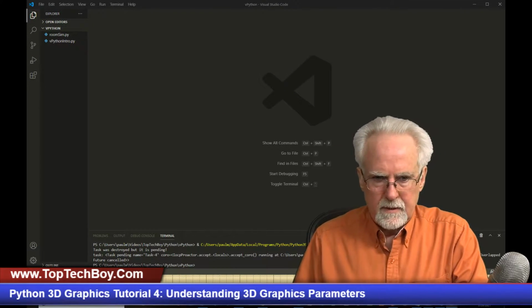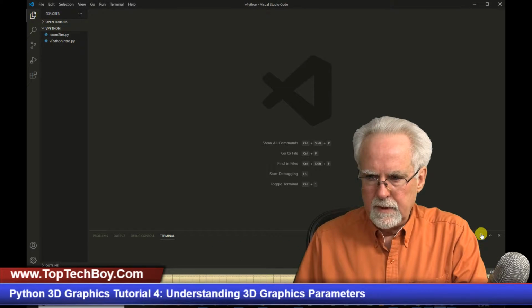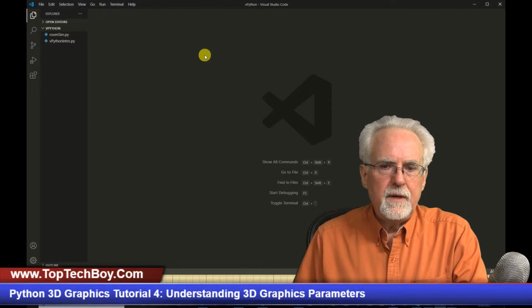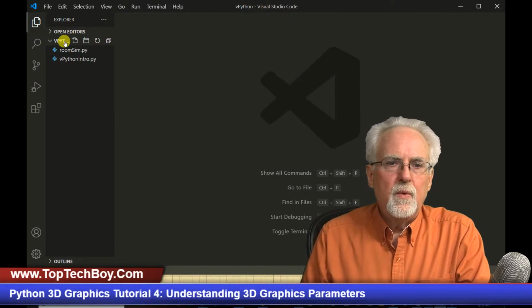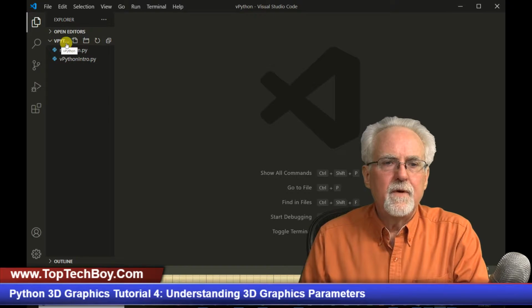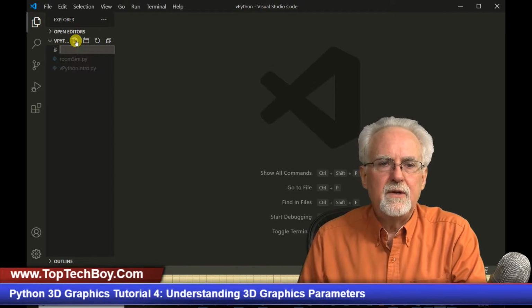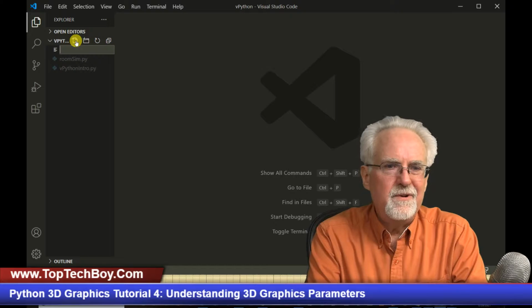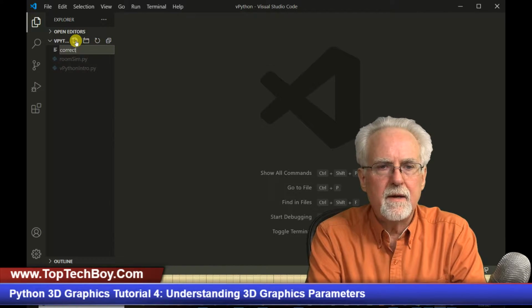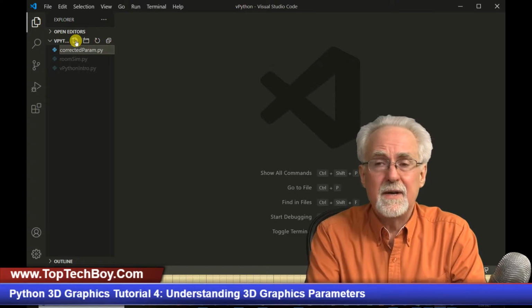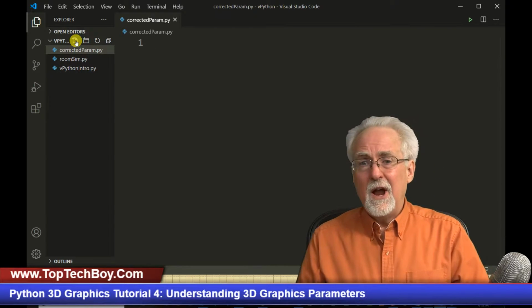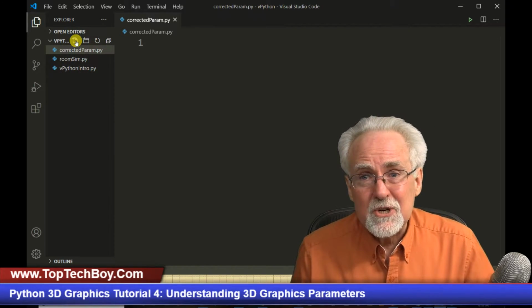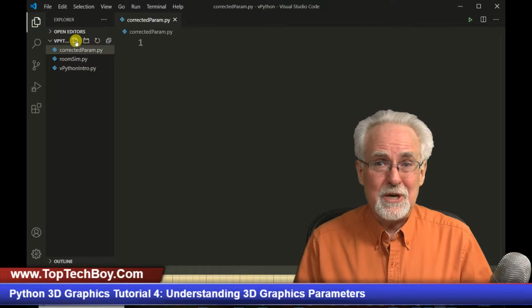Let me do a little bit of maintenance here. Okay, let me make sure you can see this well. We are operating in the vpython folder, and we are going to create a new file, corrected parameter.py. So this is where we're going to correct our parameter model, and then we click enter, and boom, we have a fresh new Python program just waiting to be written.